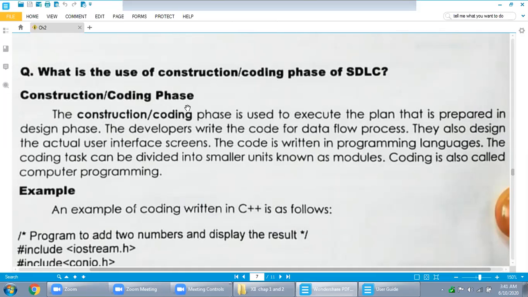The code is written in programming languages. Watch over here: they don't say the text is written in programming, they say the code is written in programming languages. The coding task can be divided into smaller units, which we call modules, procedures or functions. We will discuss these in our C++ language. Coding is also called computer programming. This gives us the example.